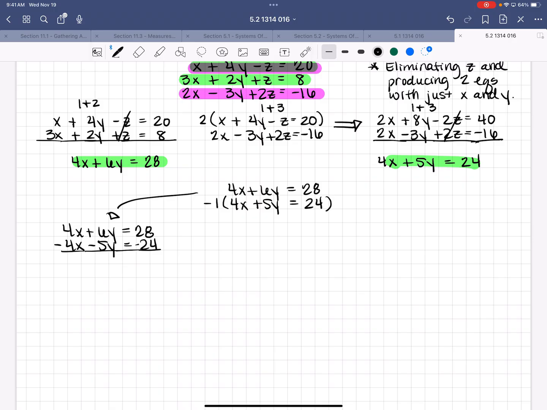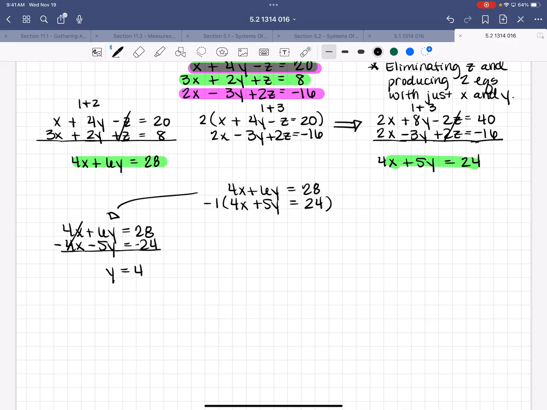So I moved over here. I multiplied that second one times -1. Those 4's go away, right? And look at there, 6y minus 5y. Oh, that's so nice. I get y equals 4. Ooh, that's great. That's great.